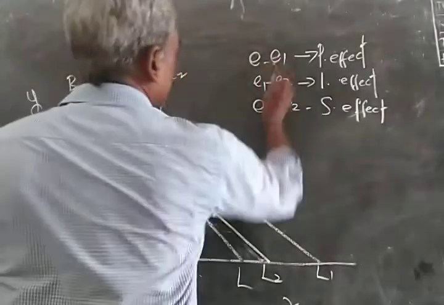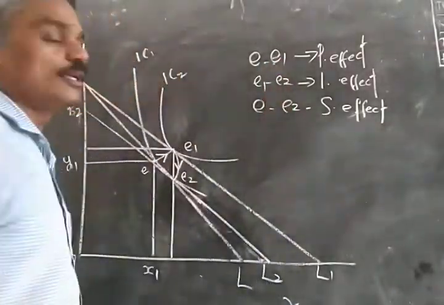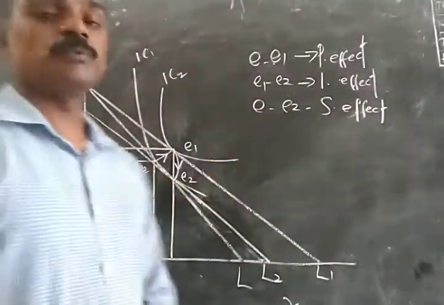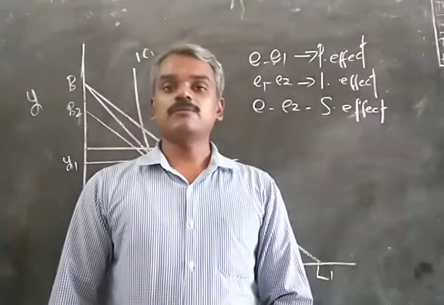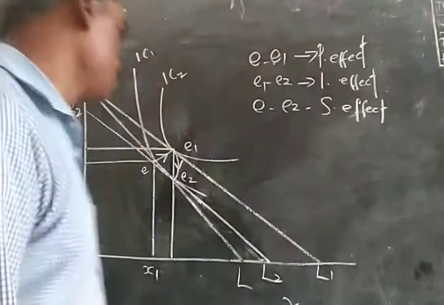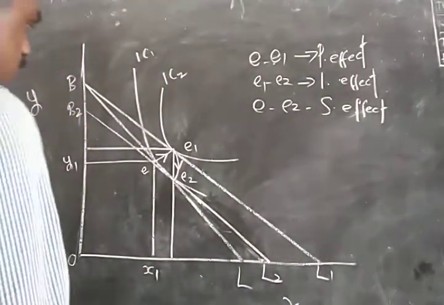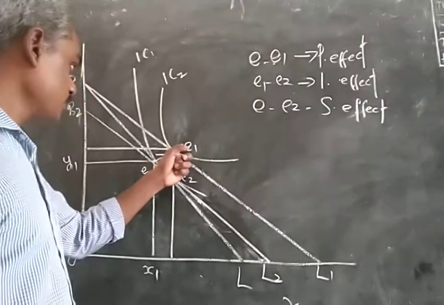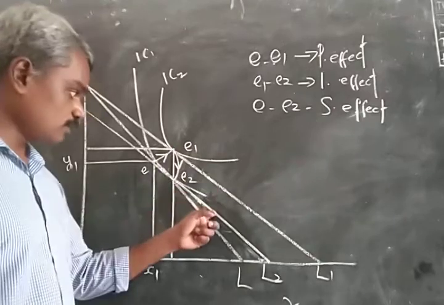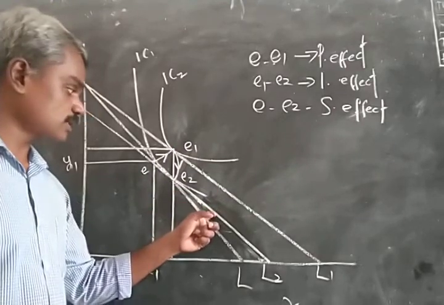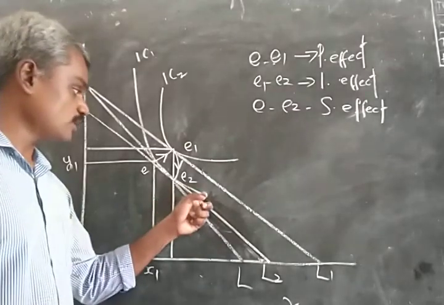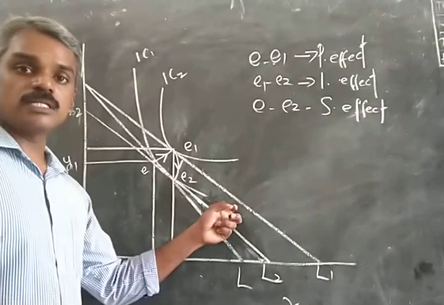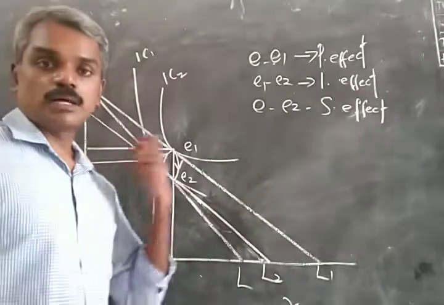So here E to E1 is the sum of E1 to E2 plus E to E2. Okay, so this is E to E2. So we have seen that the price effect can be decomposed into income effect and substitution effect. This is the price effect, the movement from E to E1. When price falls, we cancel out the increased real income by redrawing the budget line in such a way that it is tangential to the first indifference curve and also parallel to the second budget line, so that the consumer remains at the earlier level of satisfaction and the price ratio remains unchanged.